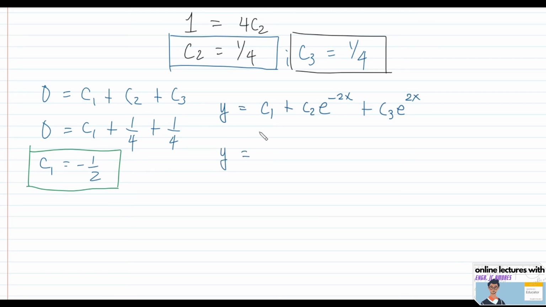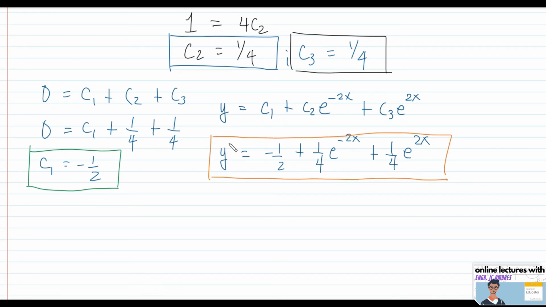So we have y is equal to c1, so negative 1/2, plus c2, so that is 1/4 e raised to negative 2x, plus c3, so 1/4 e raised to positive 2x. Okay, beforehand we always eliminate the fractions, but this time just let it be. Let everything be simply equal to y.